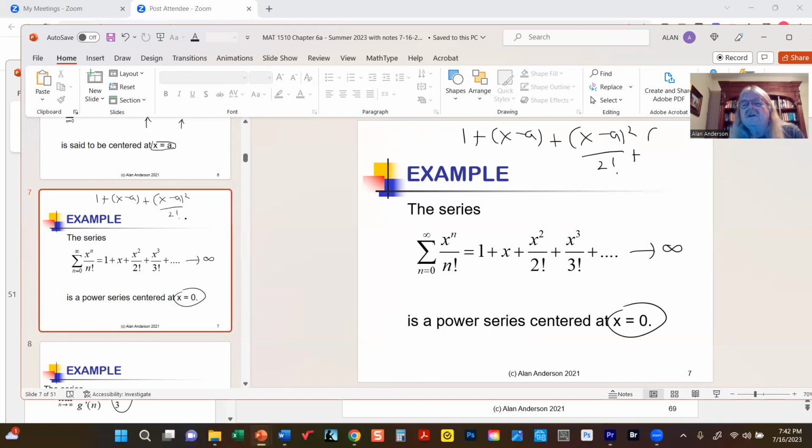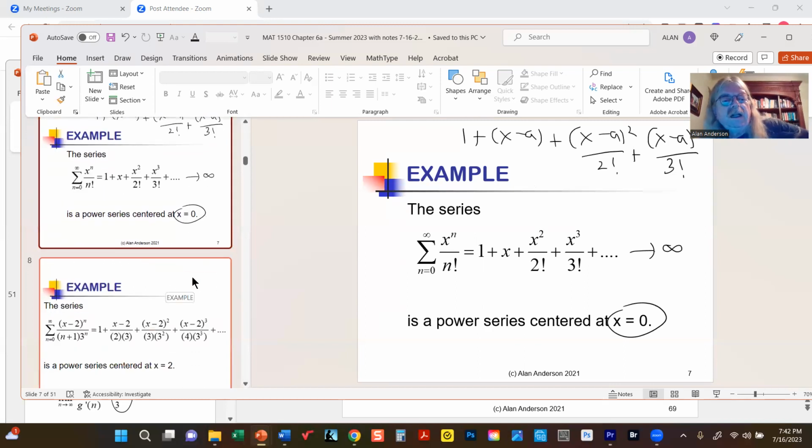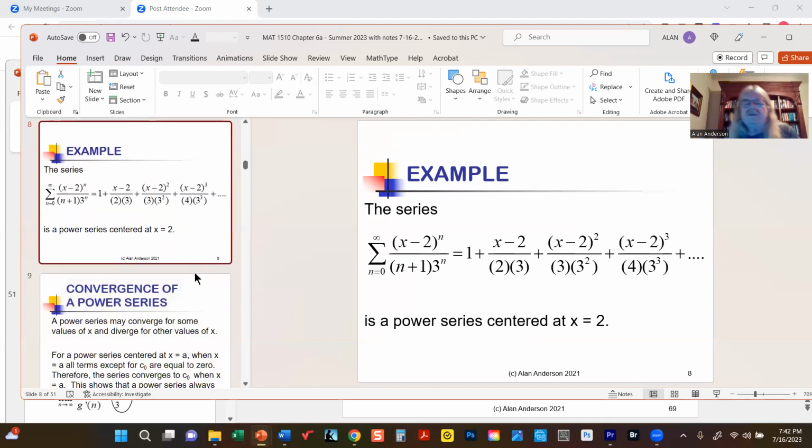Okay, that's what it would have looked like had it been centered at a. You're just replacing all the x's within; the x's become x minus a's. So we'll see that on the next slide. We have this one. Now, this one is not centered at 0 because we have the x minus 2 here. Each x minus 2 is raised to a different exponent. So here we say that this power series is centered at x equals 2. All right. So far, so good.